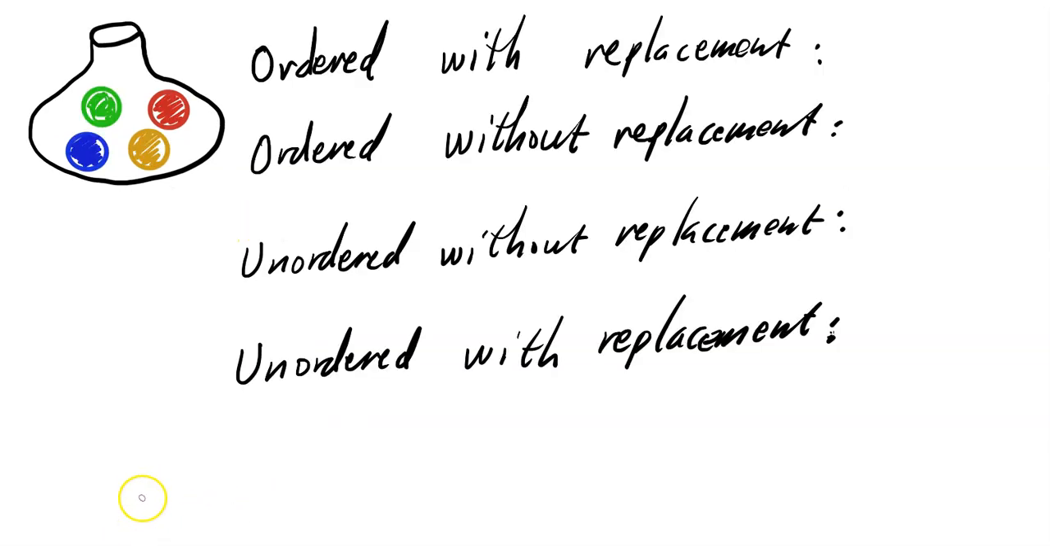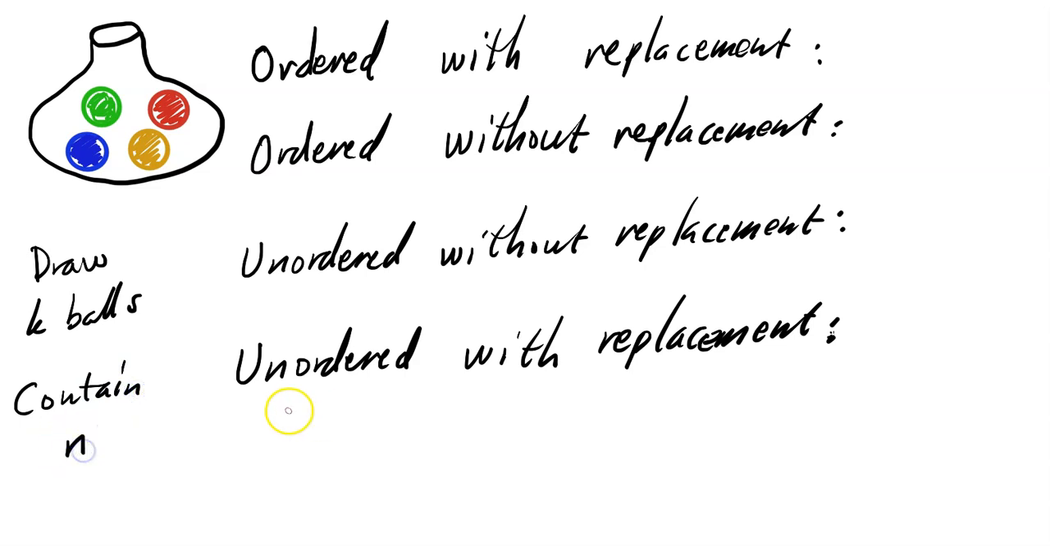So now we have these 4 situations: ordered with replacement, ordered without, unordered without, unordered with. So all 4 combinations. Then we have formulas for these cases. So let's say that we draw K balls, and the urn contains n different colored balls. Then we can write the formulas in the following way.